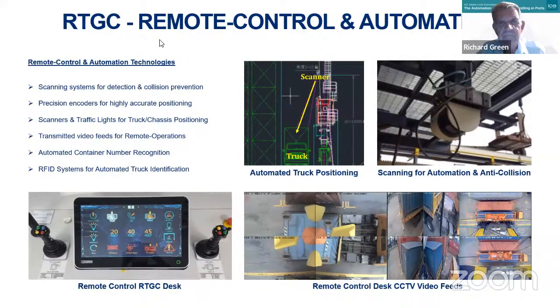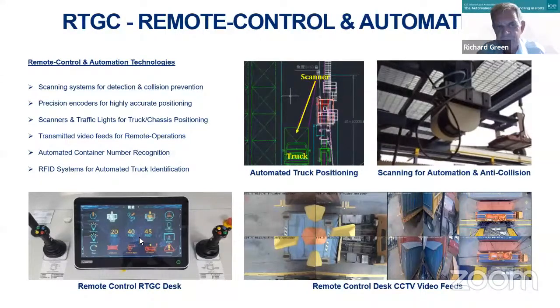What's this one? Remote control and automation. We have scanners to locate the truck and position the truck. Here are the scanners. We have anti-collision equipment to prevent the containers, once they're being maneuvered, from hitting stationary containers in the stack. These views are what the operator sees from his camera position. This is his touch screen information, and here are his hand controls.